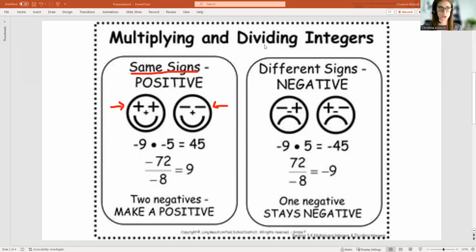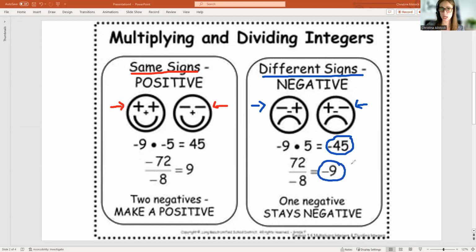Now, if you are multiplying or dividing and your numbers have different signs, your answer will always be negative. So if we have one of each, that makes these little faces sad and has that negative answer. So a -9 times a +5 would give us a -45. A +72 divided by a -8 gives us a -9.